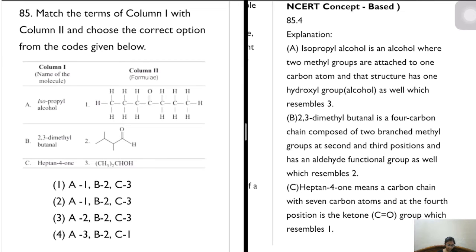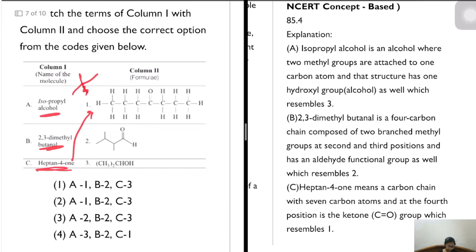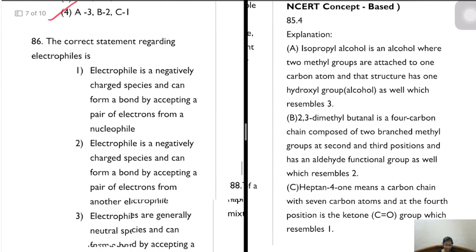We have isopropyl. What is isopropyl? This group, right? Then we have 2,3-dimethylbutanol, and then we have heptan-4-one. This is very clear. This matches here. Isopropyl will be here and 2,3-dimethylbutanol. One, two, three. So this would be the correct answer: A3, B2, and C1.